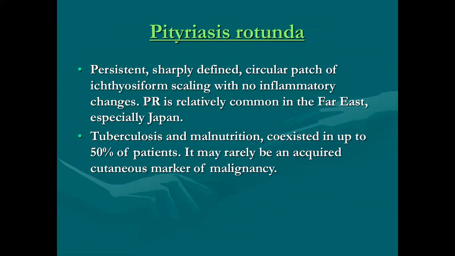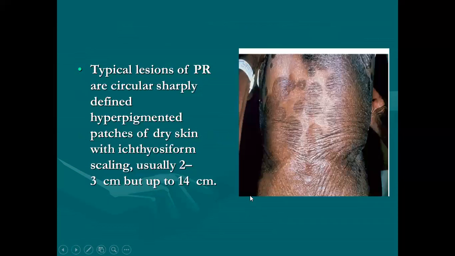Then there is a disorder which is to be discussed here, and it is called Pityriasis rotunda. This is characterized by persistent, sharply defined circular patches of ichthyosiform scaling with no inflammatory change. This disorder is relatively common in the Far East, especially in Japan. Tuberculosis and malnutrition coexist in up to 50% of patients. It may rarely be an acquired cutaneous marker of malignancy.